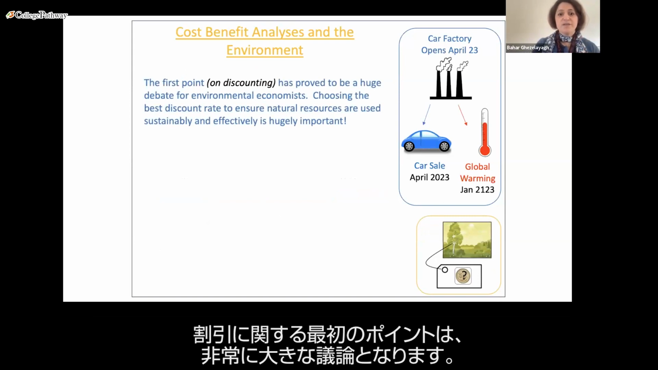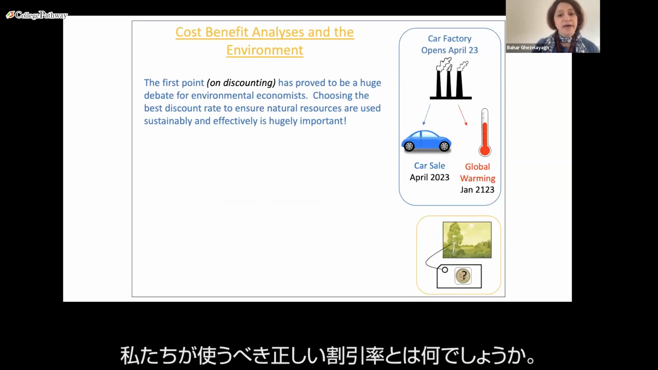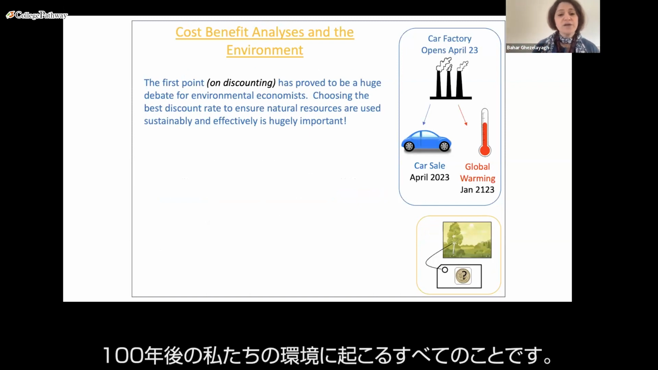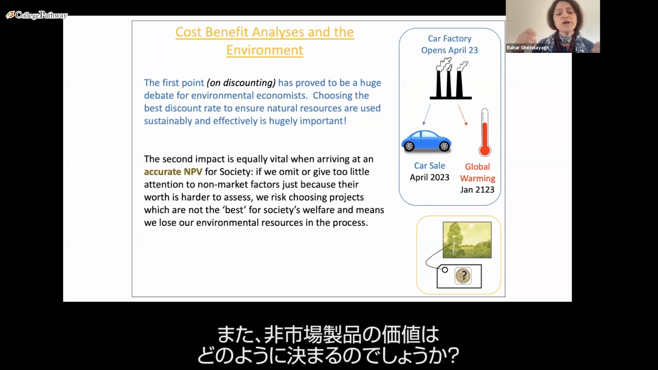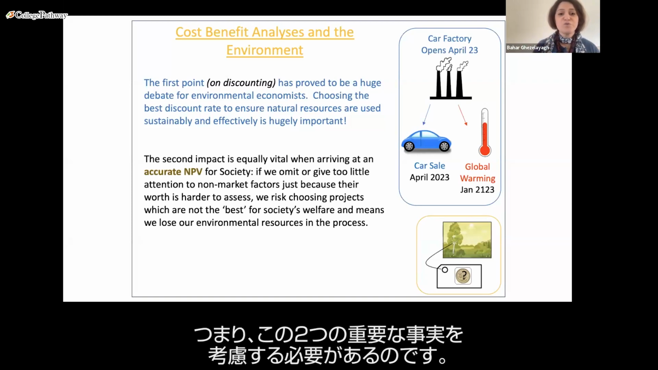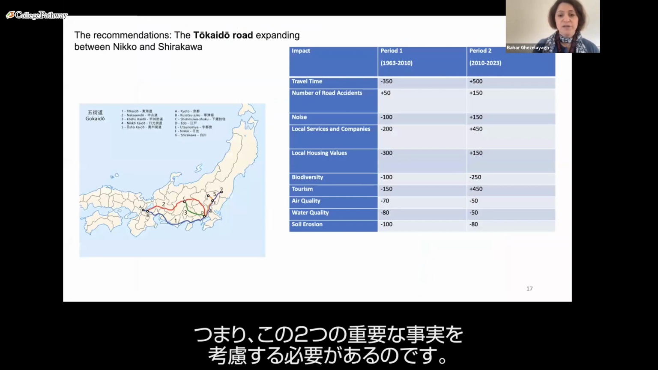So the first point, on discounting, is a very big debate. What is the correct discount rate that we need to be using? There are people who have written billions of books and articles. Still, we are discussing today, what is the correct discount rate? How important is everything that is going to happen to our environment in 100 years from now? Also, how do we come up with a value for non-market products? How do we find a correct value for society's welfare? So these are the two important facts that we need to take into account.